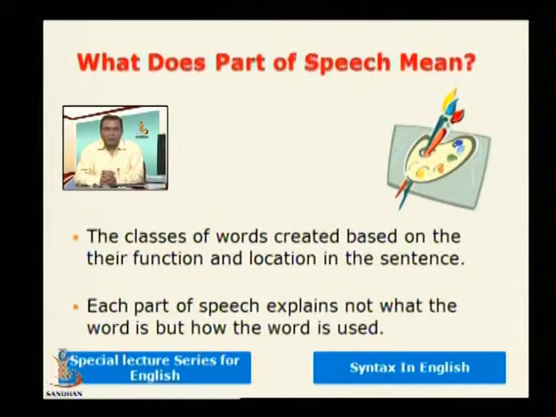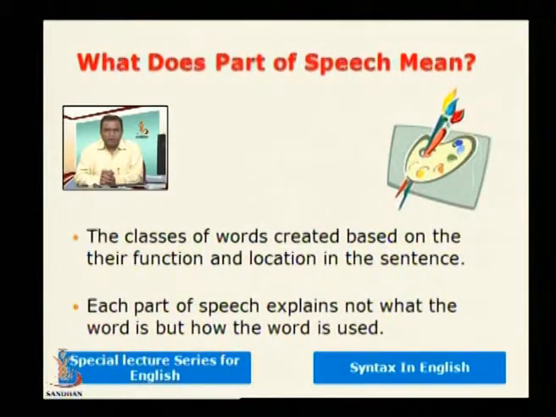Take for example the word "board." This word board is used as an action, and as well as it can be used as a name. When I am talking about the board on which a teacher writes in class, it's a board, B-O-A-R-D. Even the same word board is used when we say that we boarded the ship. Here the word board is used as a verb.